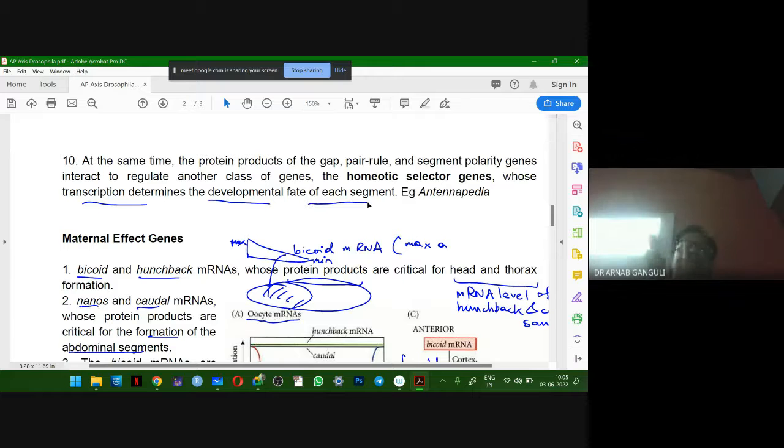So this is how maternal effect genes and the anterior-posterior axis formation take place in Drosophila. Hope I'm clear. I'll stop here because it will be an overdose if I start dorsoventral polarity. But read this from the notes. I don't know if I've sent it, but I'll send it today. I'll send these notes.